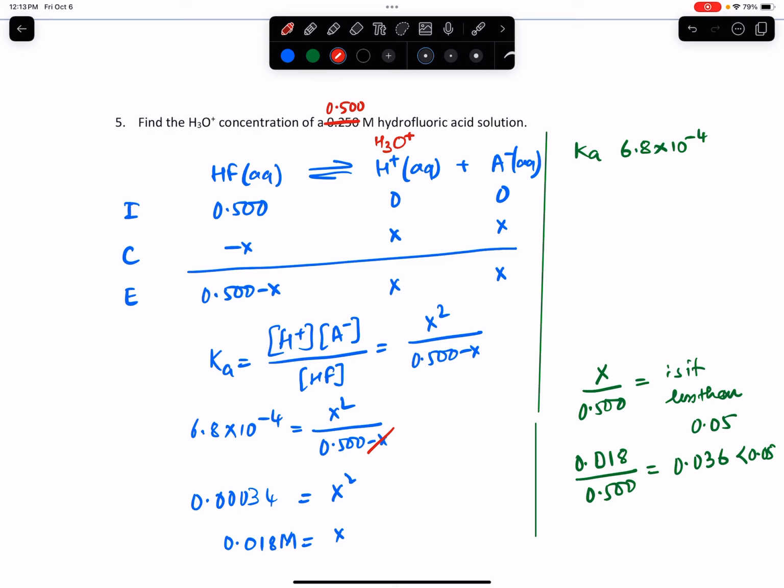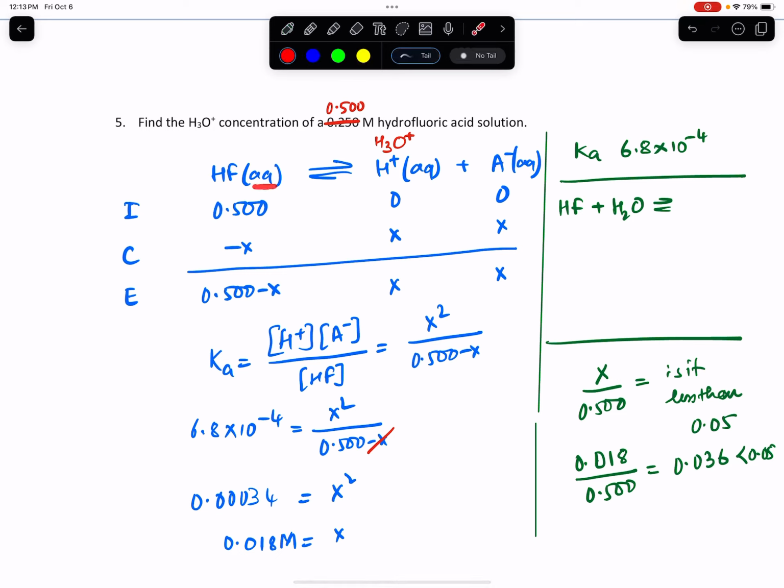The reason for that is, if you took HF and reacted it with water, because really aqueous means it's in water, you get H3O plus and F minus. So all we did was, instead of writing the water part out, we put the aqueous sign, and that symbolized the water.